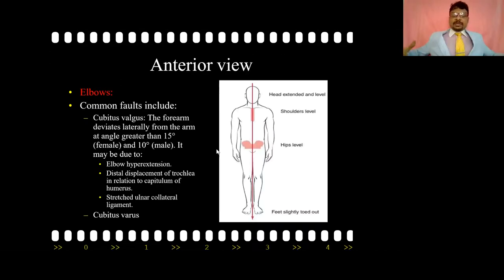The carrying angle, that's the reason, because of the wider pelvis, the female walking pattern has a slight rotation of the shoulder, an external rotation may occur because of the pelvis width, and the elbow, the cubitus valgus, is going to be deviated to the lateral side. The elbows may go into hyperextension, displaced placement of the trochlea in relation to the capitulum of the humerus, stretched ulnar collateral ligaments, and cubitus varus. If the elbow comes to the inside, that means the angle is inverse, and it is called cubitus varus. If the angle is more outward, this is cubitus valgus, and also varus.